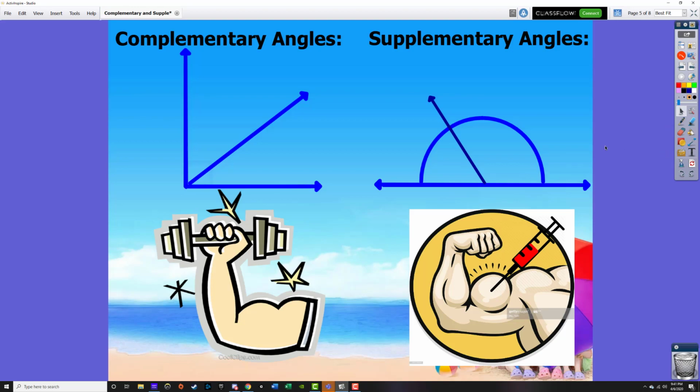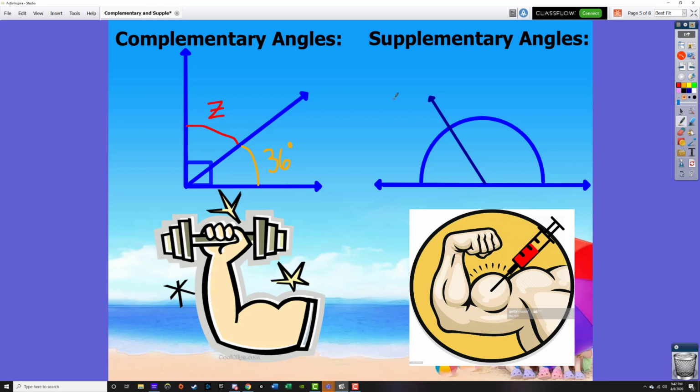Let's do something very similar. Okay, so we have a complementary set of angles right here. I'm going to go ahead and tell you that this angle right here is going to be equal to, we'll say, 36 degrees. And this angle right here, we're going to call angle Z. Now, what I'd like for you to do is pause the video and see if you can figure out the measure of angle Z.